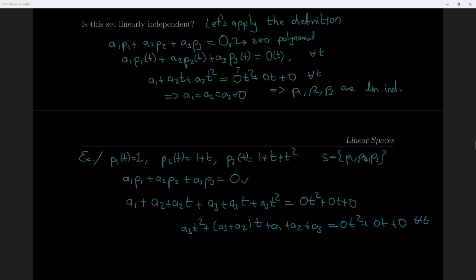And as you see over here, for this thing to be equal, a3 must be equal to 0. And if a3 is equal to 0, then a2 must be equal to 0. And if a3 and a2 are equal to 0, then a1 plus a2 plus a3 should be equal to 0, and a1 should be equal to 0. So this is only satisfied when all of these coefficients are equal to 0. And I can conclude that this is a linearly independent set.